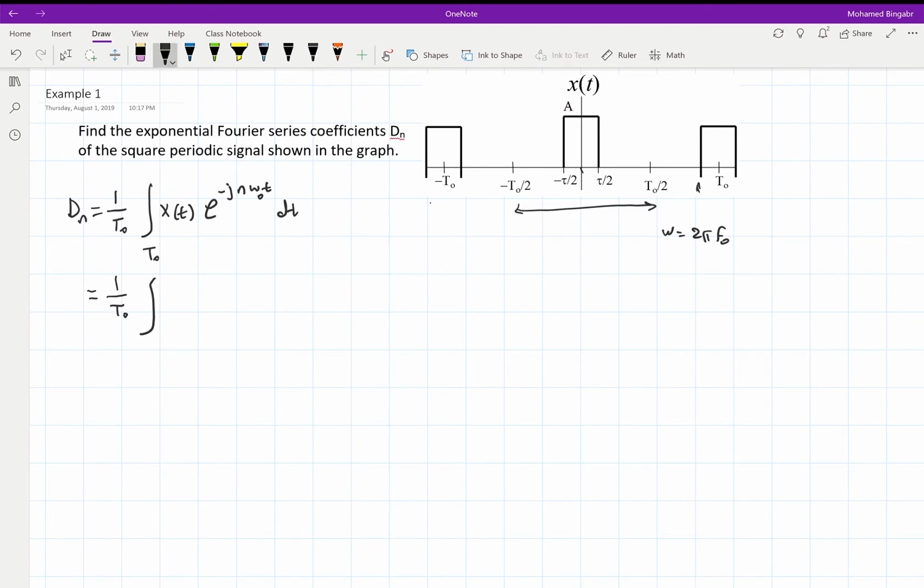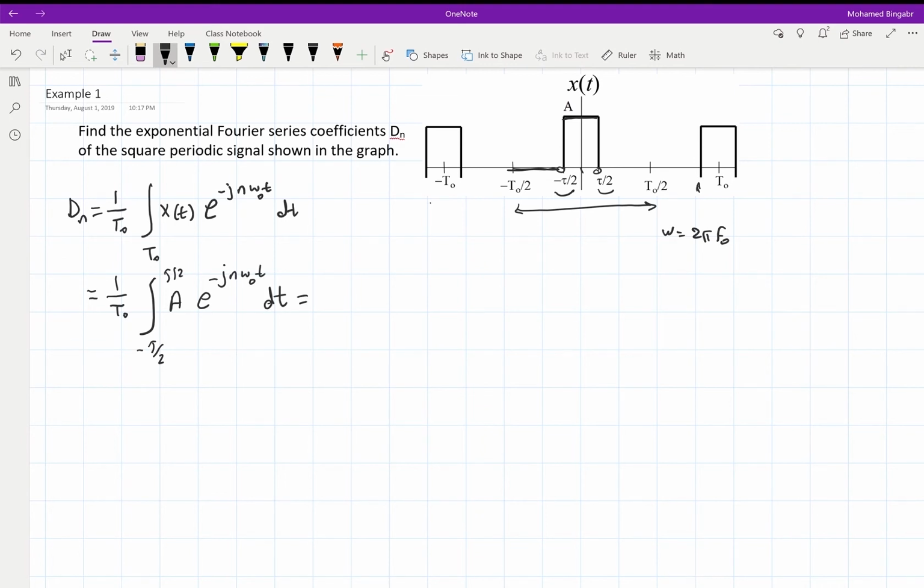So now the signal equals a only from this range to this range. That will determine the limits of the integral: from minus tau over 2 to tau over 2. Students sometimes make a mistake and take this from minus t0 over 2. Well, from minus t0 over 2, the signal is 0, so the integral will be 0. So you only integrate from where the signal exists. And the signal a, e to the minus j n omega 0 t dt.